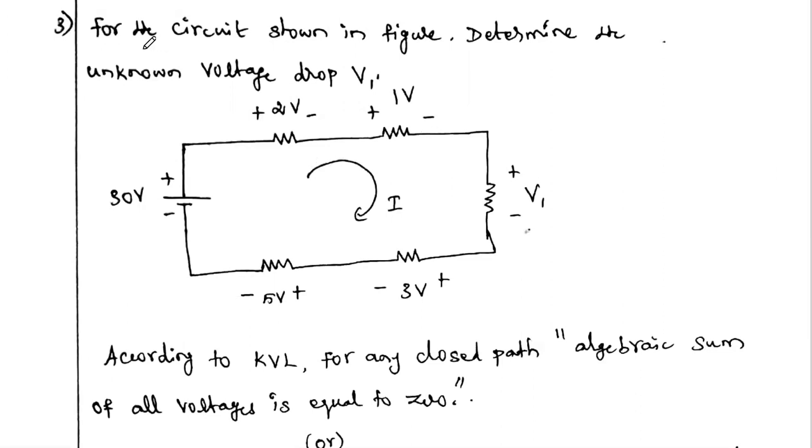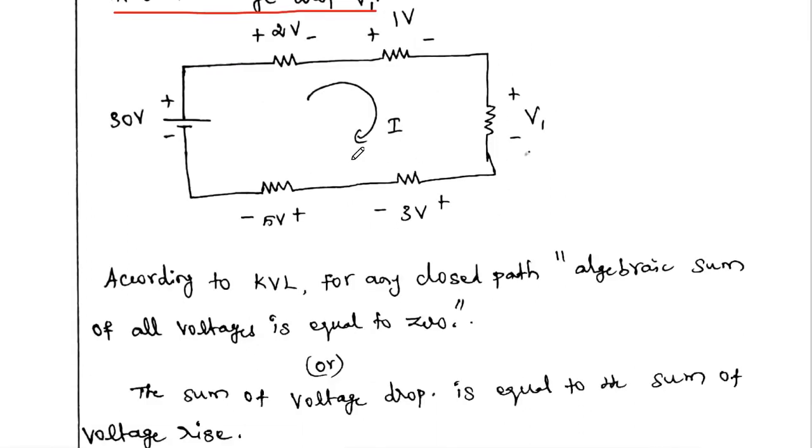Here you see the question. For the circuit shown in the figure, determine the unknown voltage drop V1. Here you see the circuit. This is the voltage source of 30 volts, the battery of value 30 volts. The long line indicates positive polarity and the short line indicates negative.